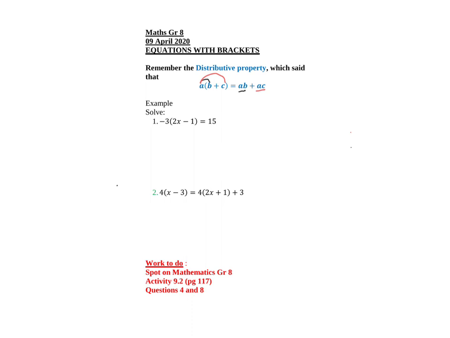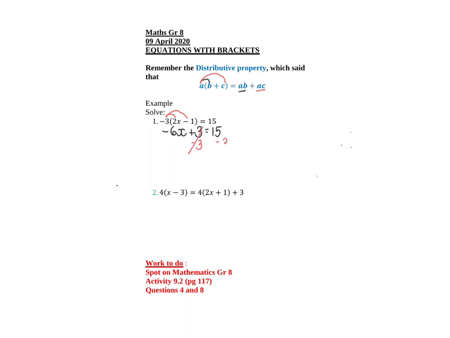Now firstly here in example 1, we multiply negative 3 by 2x, and that gives you negative 6x. And then negative 3 is being multiplied by negative 1. Negative 3 times negative 1 is positive 3. And then it is equal to 15. There's nothing to be done on the right hand side of the equal sign. So now it looks like a normal equation with a double step where you have to first get rid of your plus 3, your constant term on the left hand side.